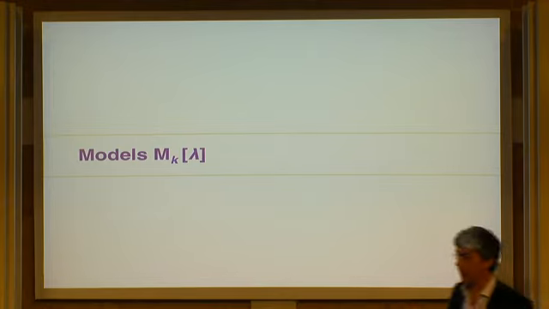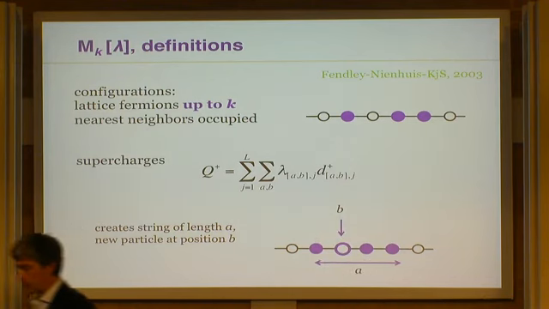Okay, let me go to this M_k in one dimension then. This is a modification of the definitions, which is kind of obvious. Rather than saying I only allow single fermions without any neighbors on the 1D lattice, now I allow up to k of them to sit together and form a little cluster, so to say.